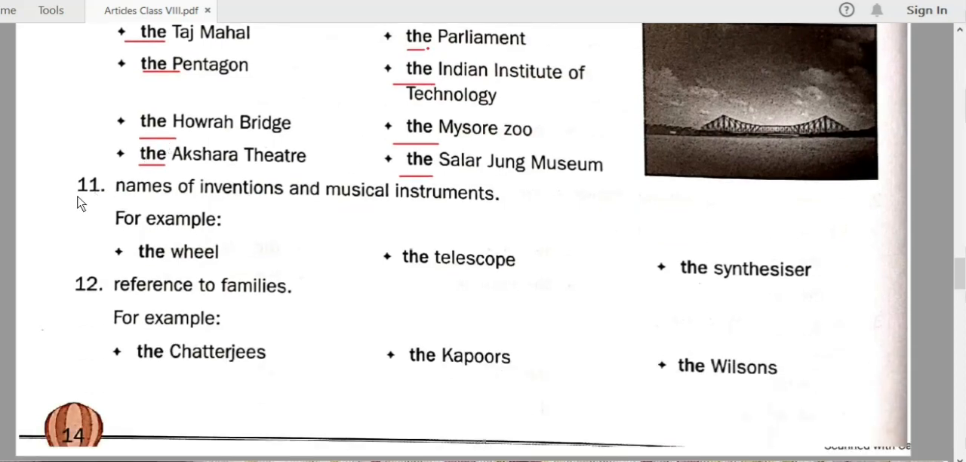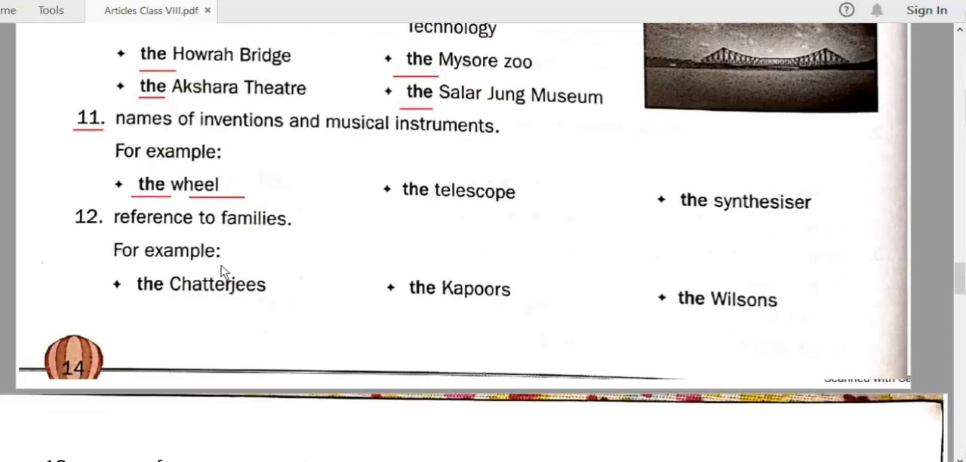Before these we use the. In the next rule, names of inventions or a musical instrument, like the wheel. It is a very important invention. After that, the whole ancient civilizations changed and revolutions started in our culture, in our lifestyle. These are things which help us: the telescope, the synthesizer. Reference to families: for the Chatterjees, it means the Chatterjee family, the Kapoors, and the Wilsons means the Wilson family.